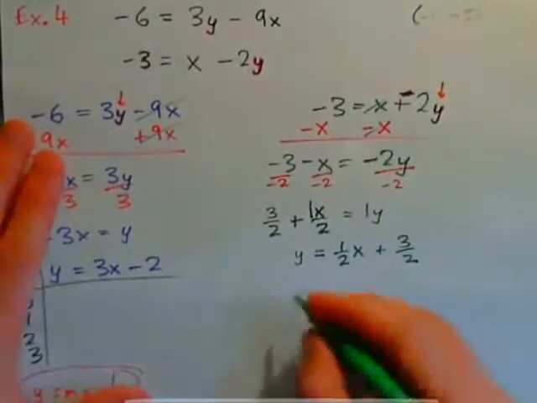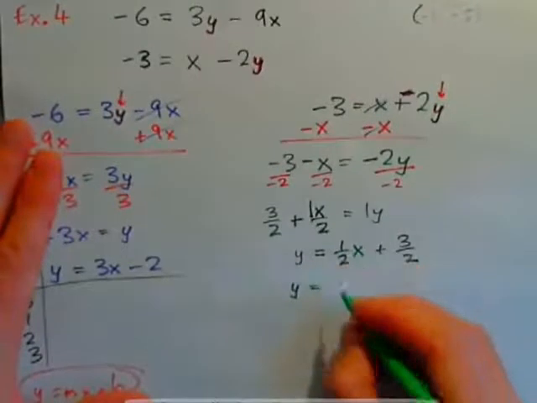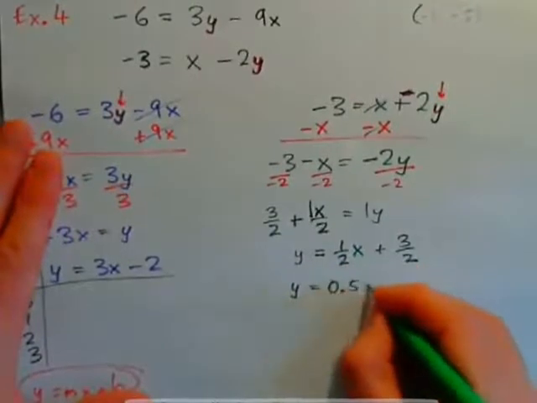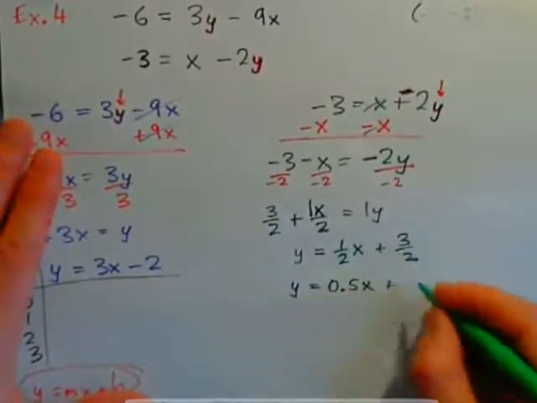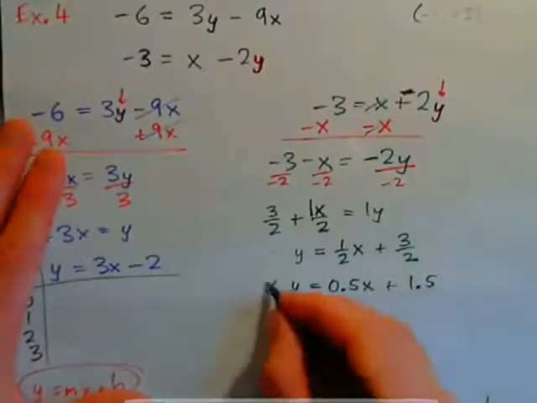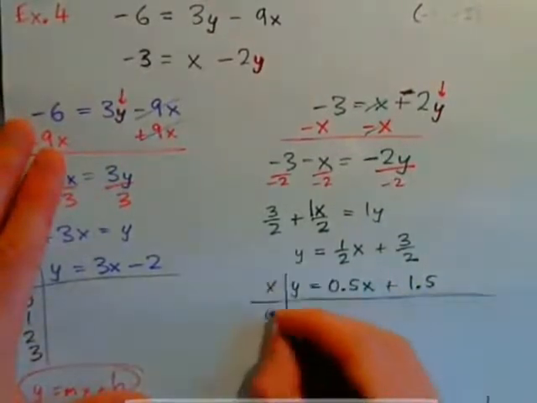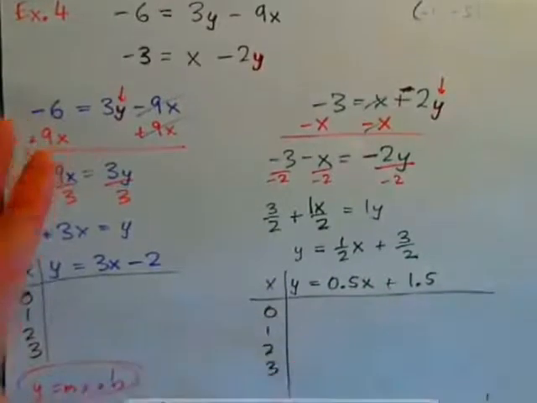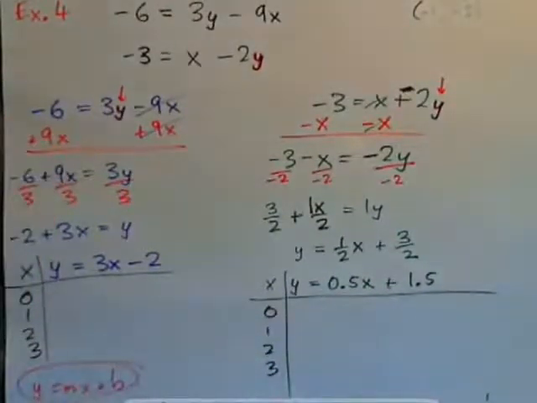You might like to use decimals to make your table. 1 divided by 2 in decimals is 0.5, so this is 0.5x plus 3 over 2, which is 1.5. So you might like to do that when you're making your table. Plug in 0, 1, 2, 3 for x and see what happens, and then calculate your y's. So let's plot both lines. Press pause in your video and plot both lines.